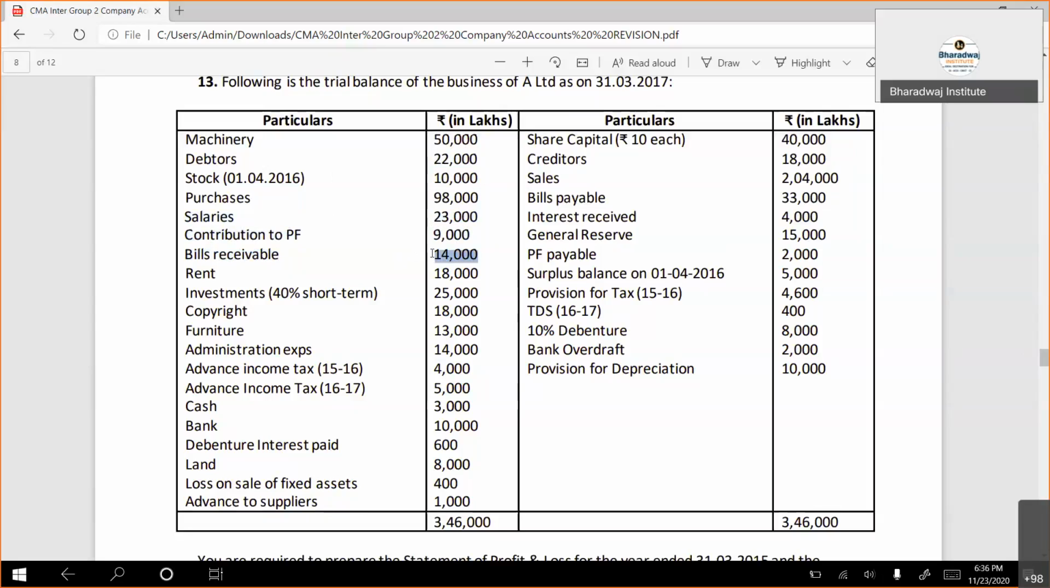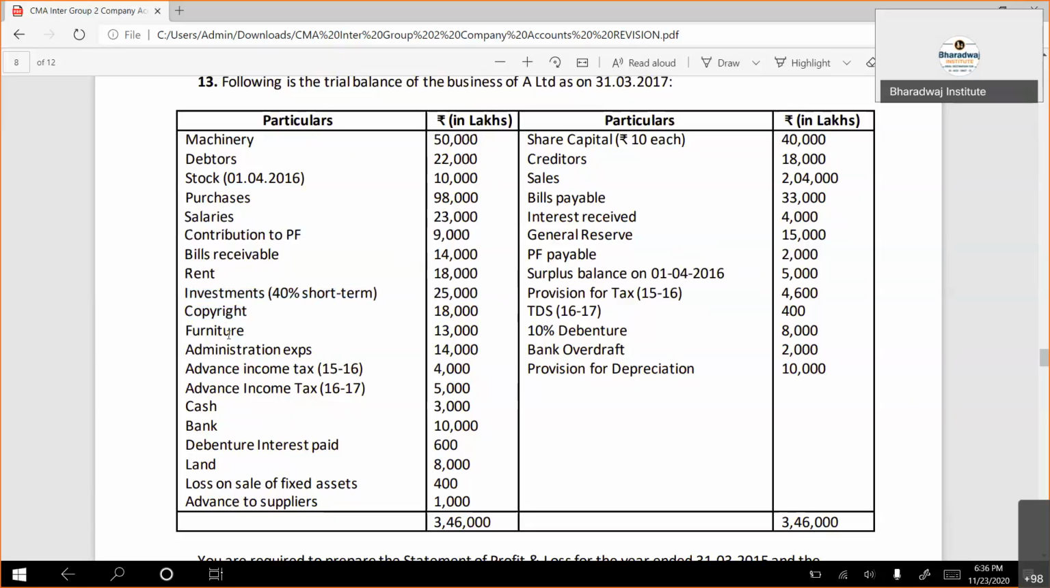Bills receivable is part of trade receivable asset. Rent is other expenses. Investment, 60% we will take in long term. Balance 40%, that is not long term, will be current asset. Copyright is an intangible asset. That will be coming under non-current asset.